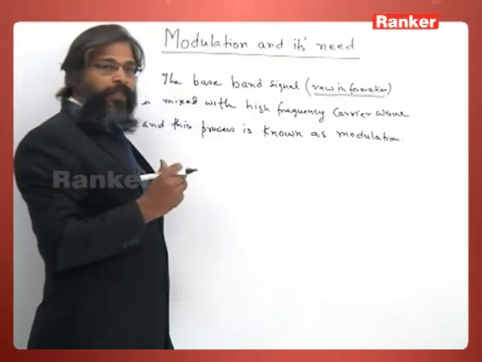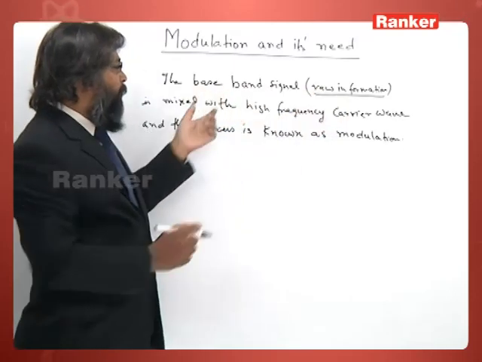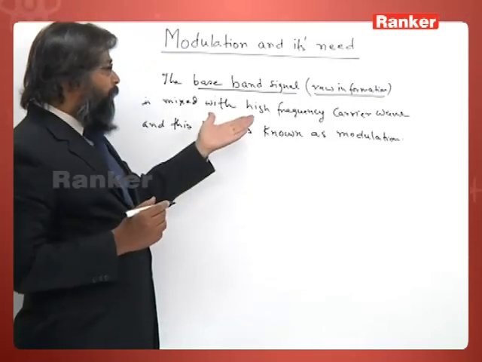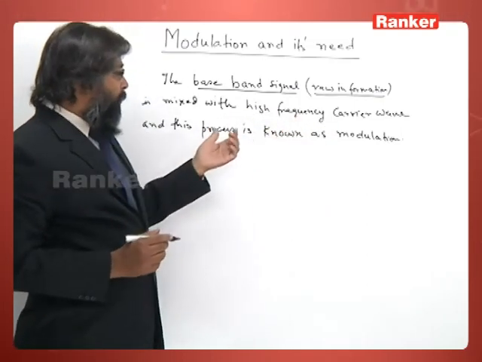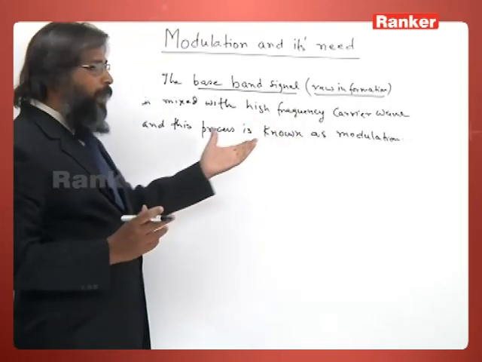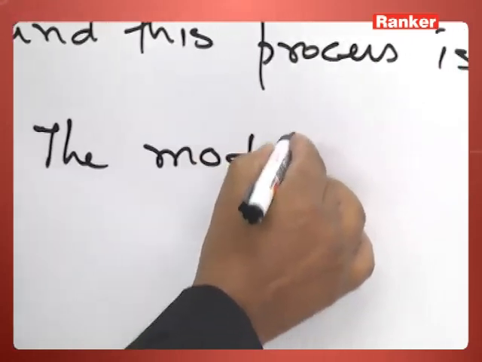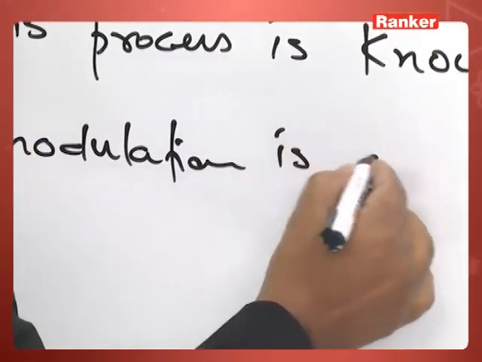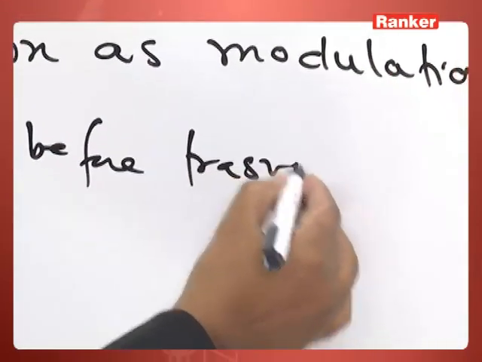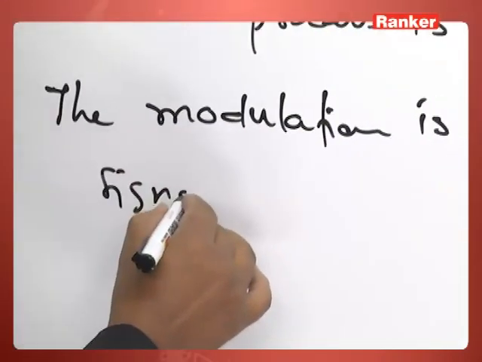So, the mixing of the raw information, the electrical form of the raw information that we call the baseband signal, with the high carrier frequency is called modulation. Before transmitting, this modulation has been done, before transmitting the signal through the transmitter.